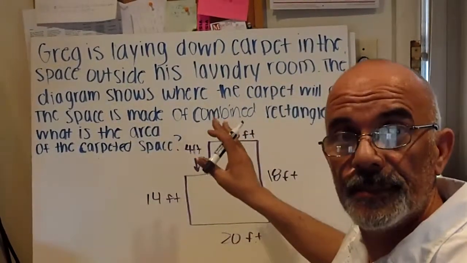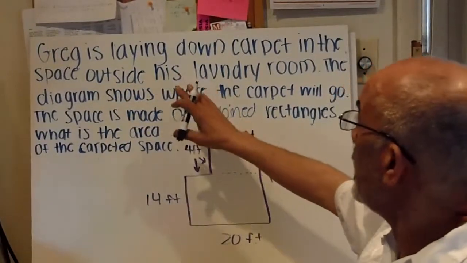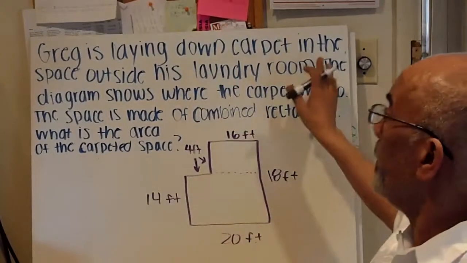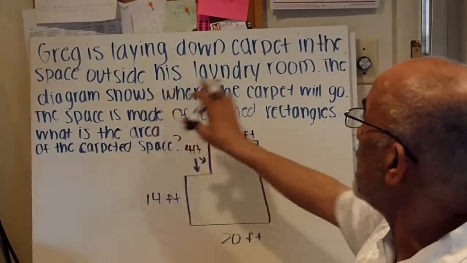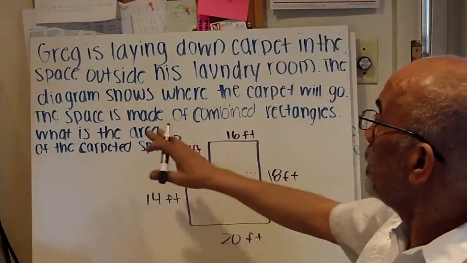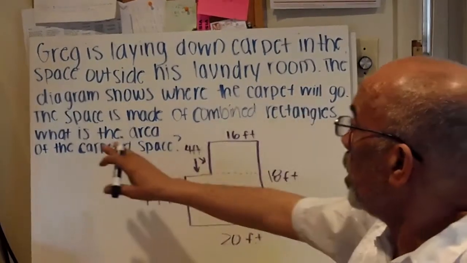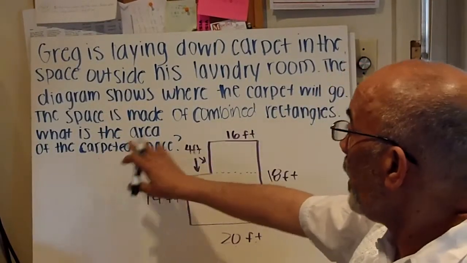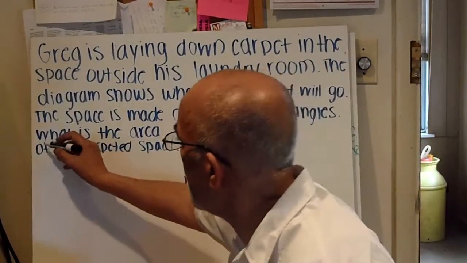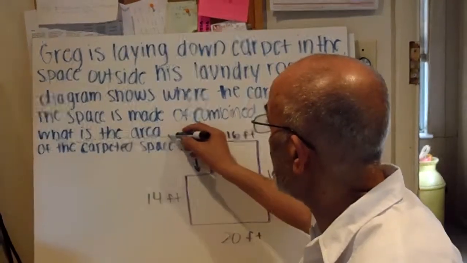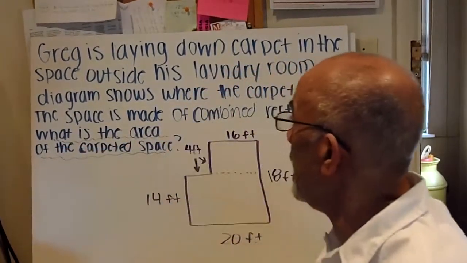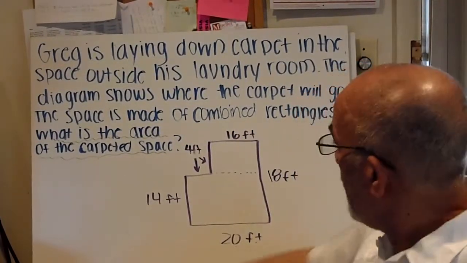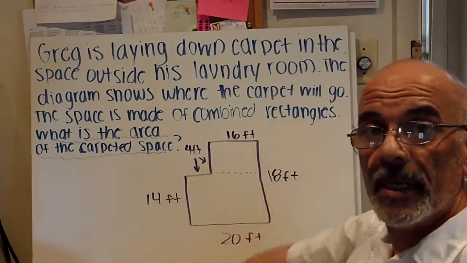We'll try this one now. This is a word problem. Gray is laying down a carpet in a space outside of his laundry room. The diagram shows where the carpet will go. The space is made of combined rectangles. What is the area? Here's the question. Remember, guys, find the question that we have to answer. What is the area of the carpeted space?